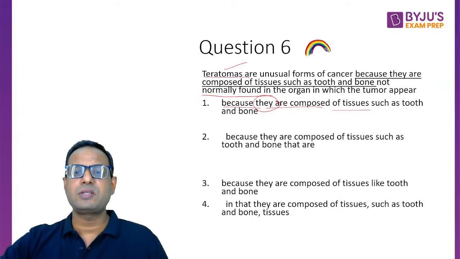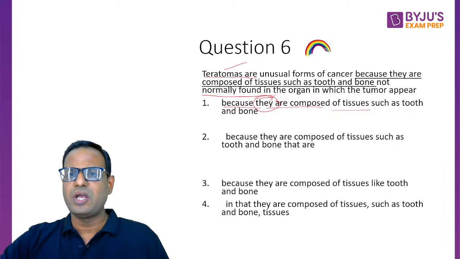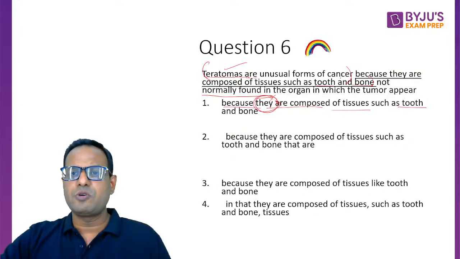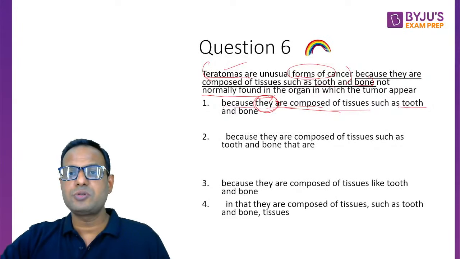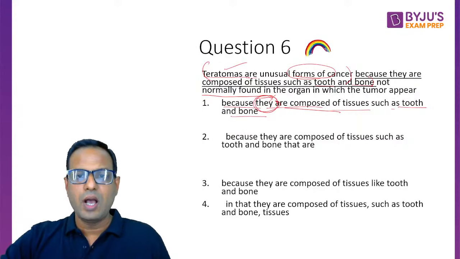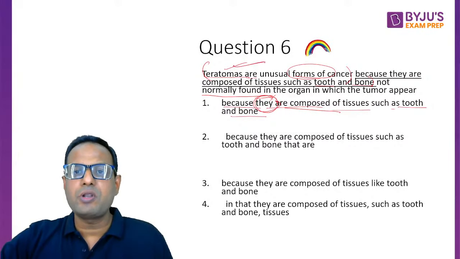Teratomas is the name of a disease, hence it cannot have a plural pronoun, right? Or again, even if we overlook this, it can take there, but this is unworthy. Why? After bone you say, because they are not composed of tissues. They means what? Tooth and bone, not composed of tissues such as tooth and bone. Read it from here. Teratomas are unusual forms of cancer because they are composed of tissues. What are composed of tissues? These forms. How can they be composed of tissues such as tooth and bone? Right? This is not the correct way to modify teratomas.